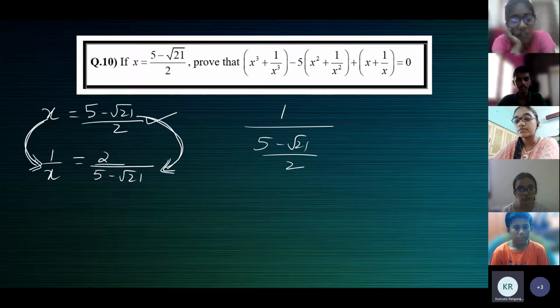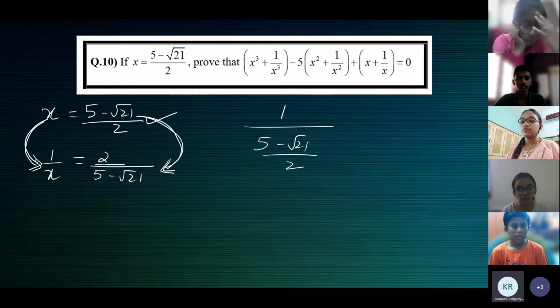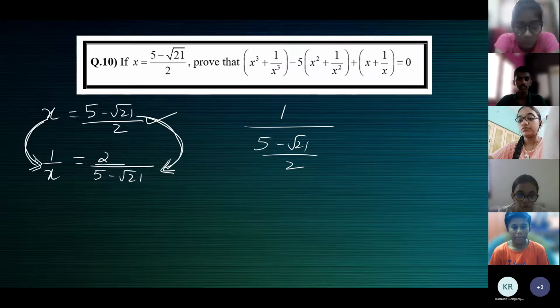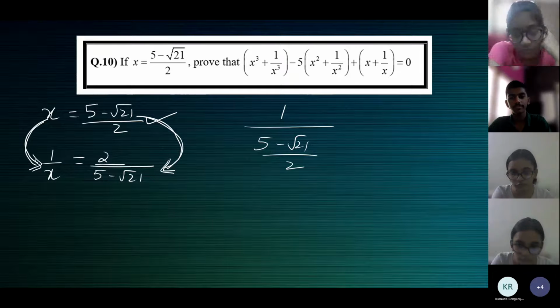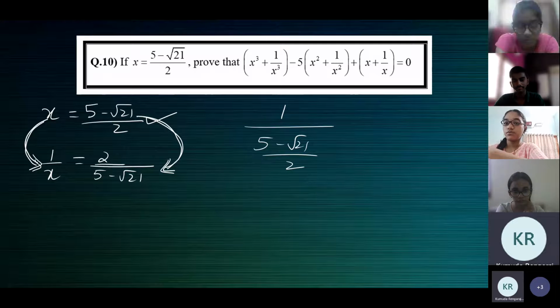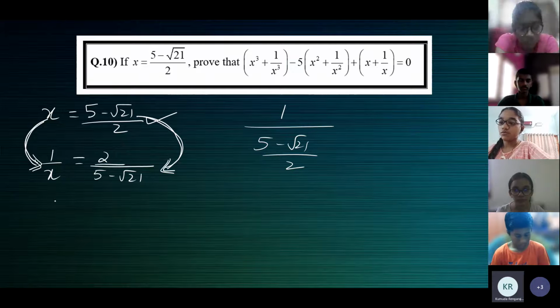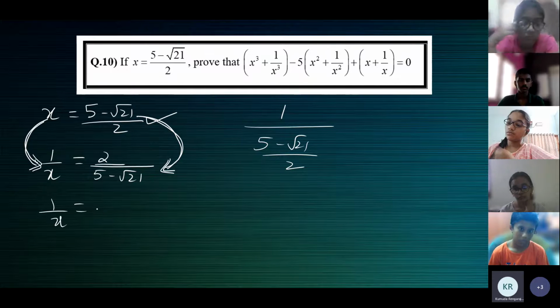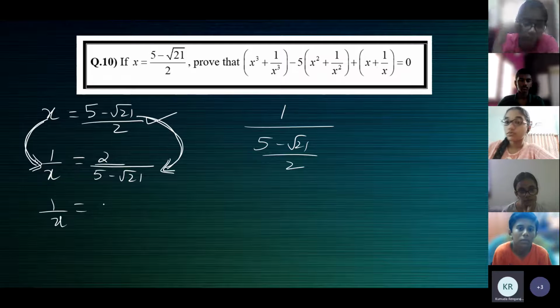Irrational, ma'am. So what is the next step? The denominator in 1 by x is irrational, so what will you do? Make it rational. What is the conjugate of 5 minus root 21? 5 plus root 21. So using the conjugate, we'll rationalize the denominator, and we will get 1 by x with a rational denominator.